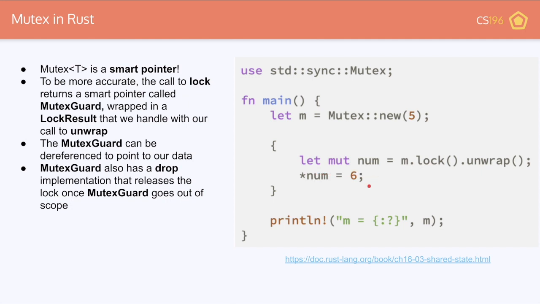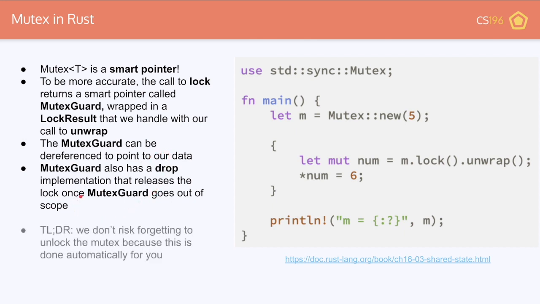The MutexGuard also has a drop implementation that releases the lock once the MutexGuard goes out of scope. If you haven't heard of the drop implementation before, I believe Sammy covered it last lecture. Essentially, this is how Rust handles resource cleanup. When a variable or pointer goes out of scope, drop is called on it so that it releases the resource it's using. So MutexGuard automatically has drop called on it, and that will also unlock the mutex.